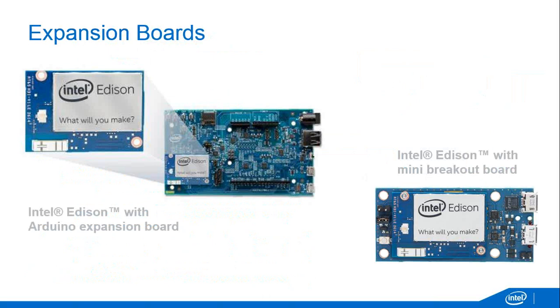I'll talk quickly about this last slide from my perspective, which is about the expansion board, because the idea of this is really to go as quickly as possible from ideation to quick prototyping to productizing. Obviously, when you go to the production level, the Edison module is ideal. But when you want to quickly prototype, we have a couple of expansion boards.